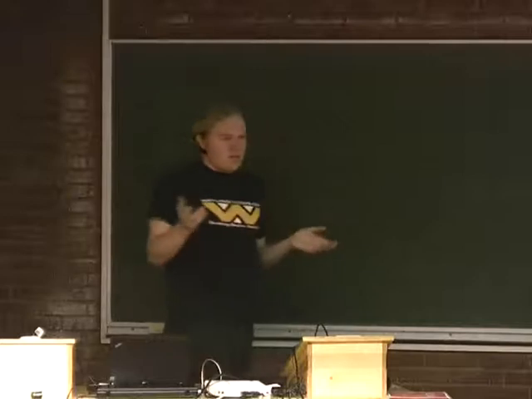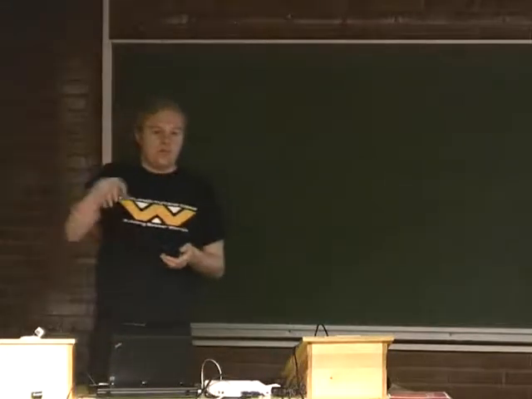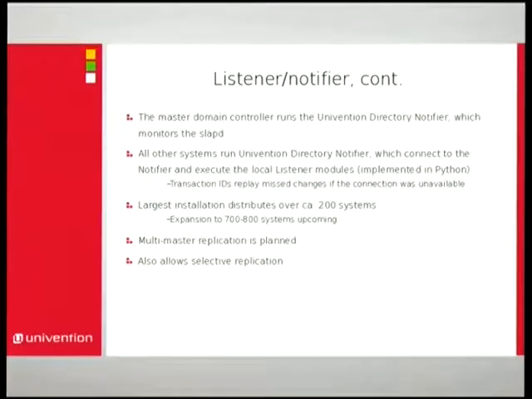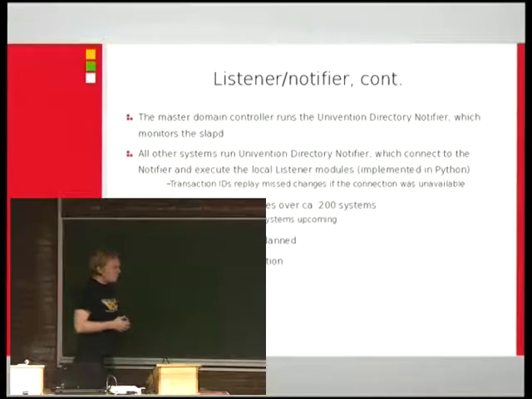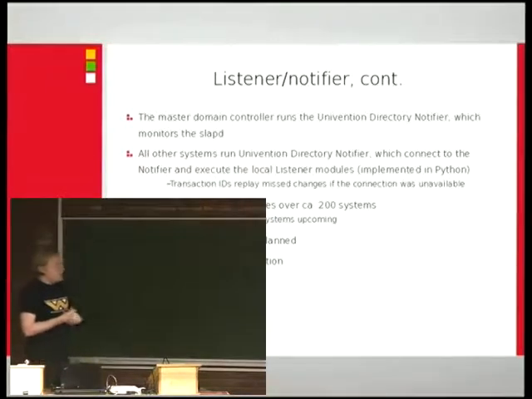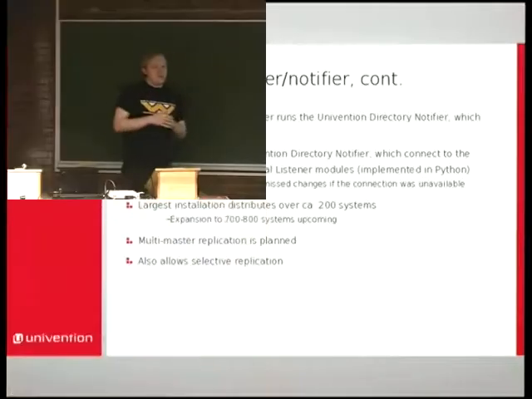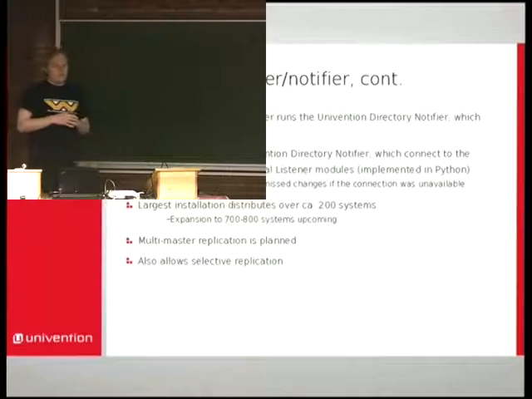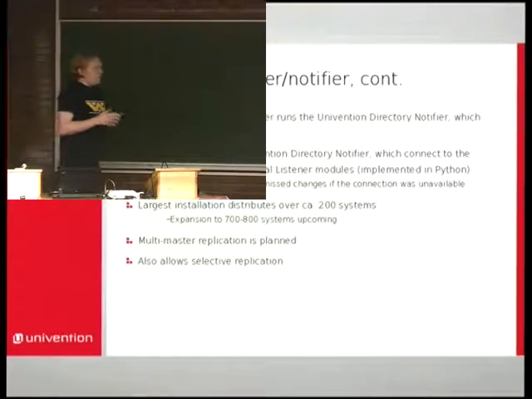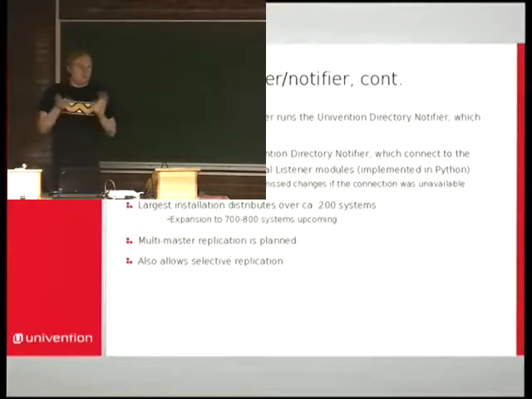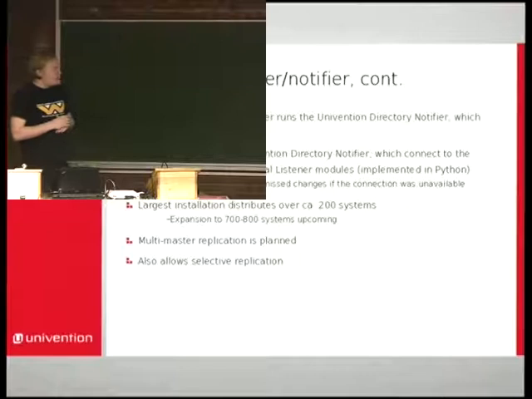And whenever any changes are transferred to any of the other systems, then all the local Univention Directory Manager modules put the changes they have received into local effect. This system scales pretty well. Our largest installation as of today is around 200 servers, which are distributed across the various systems of the domain, and there's work ongoing to update another installation to an area of 700 to 800 systems.